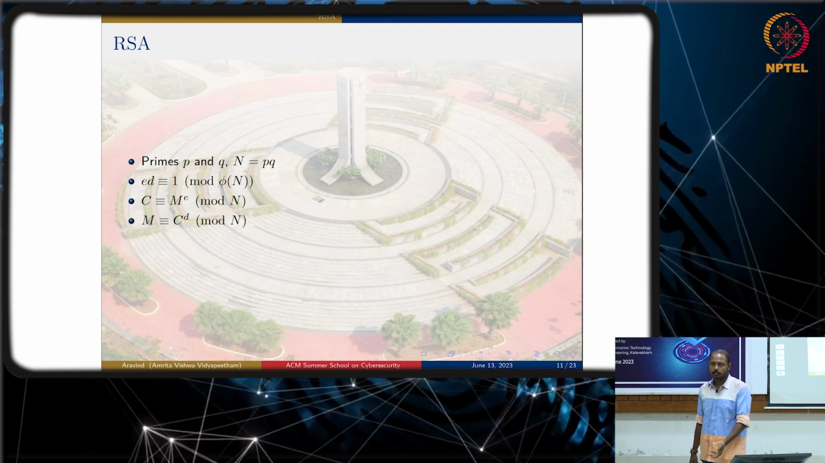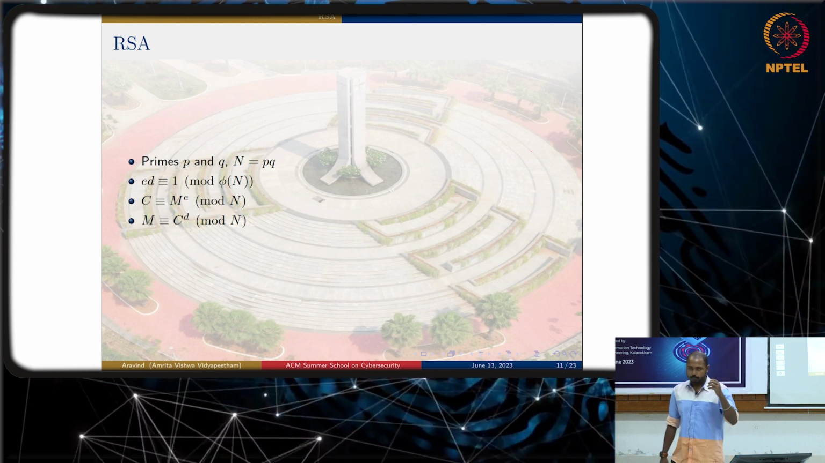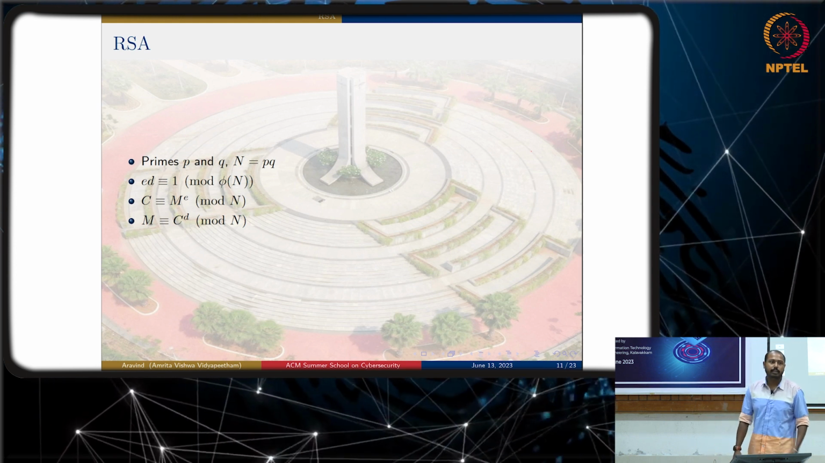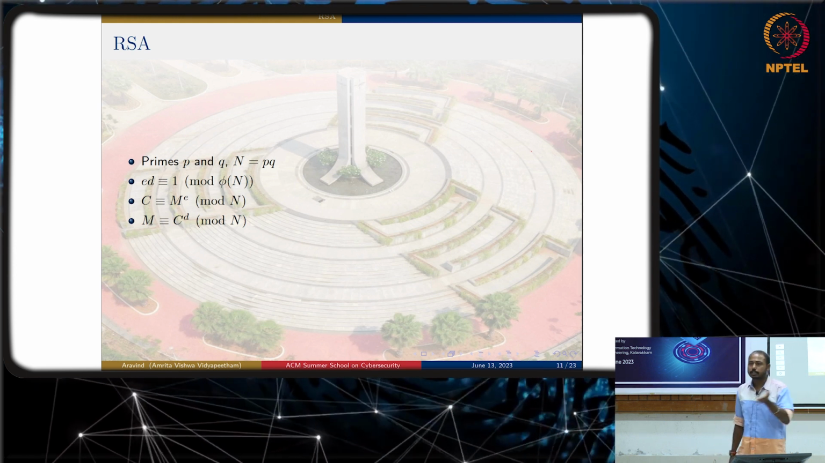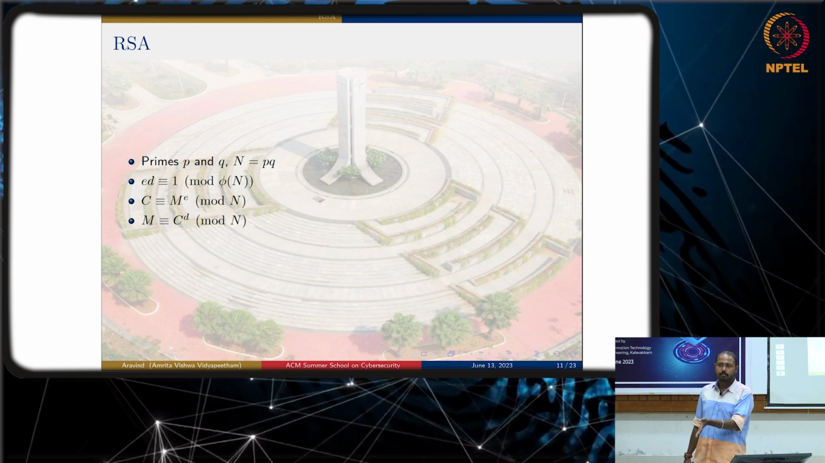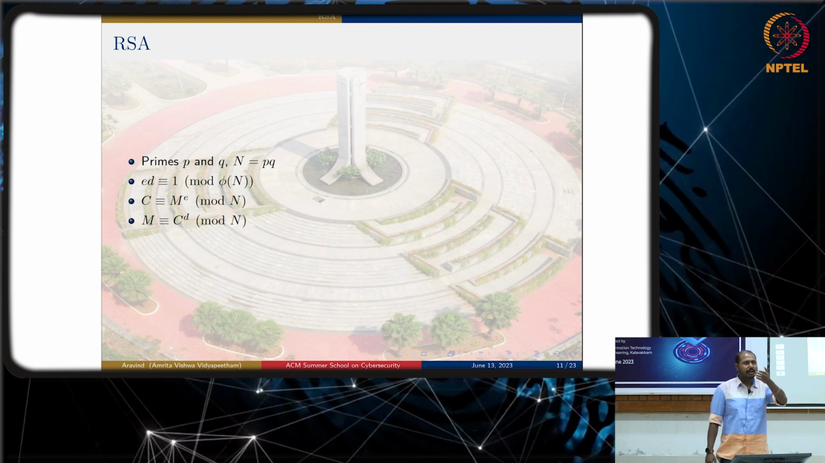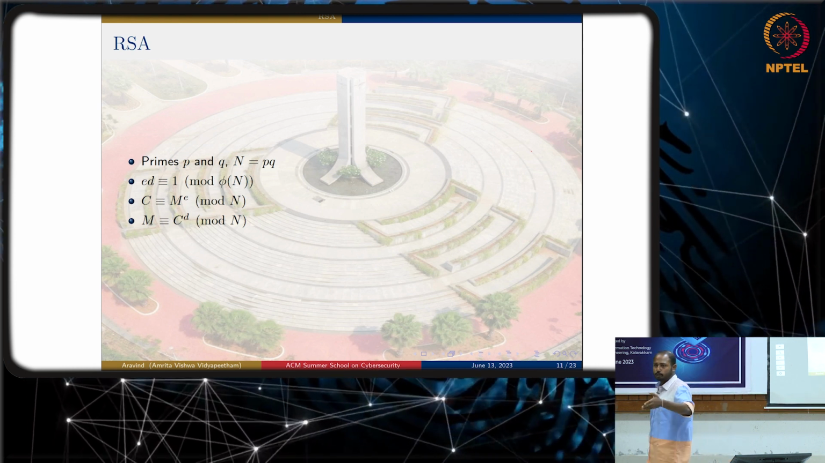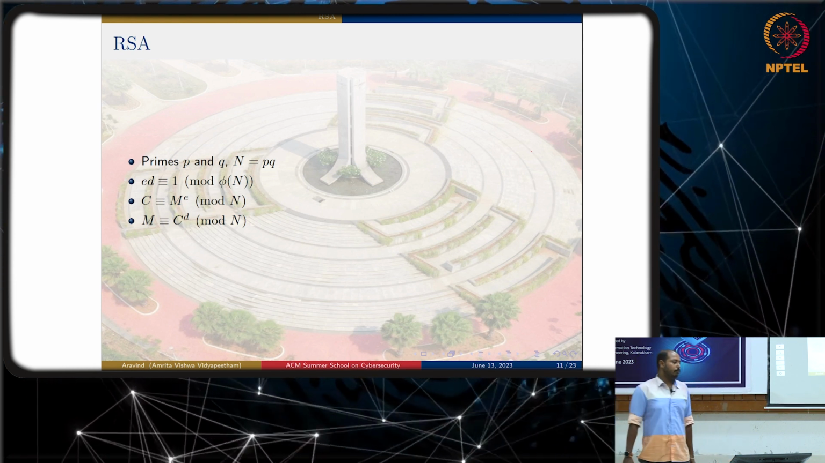What do you mean by inverse? Multiply and you get 1. Right. The inverse of 3 is 1 by 3 in rational numbers. Similarly, the inverse of 2 is 3 in modulo 5. Okay, you might have seen this yesterday, modular inverses. So ED should be congruent to 1 modulo phi of n, and we will be finding the ciphertext.